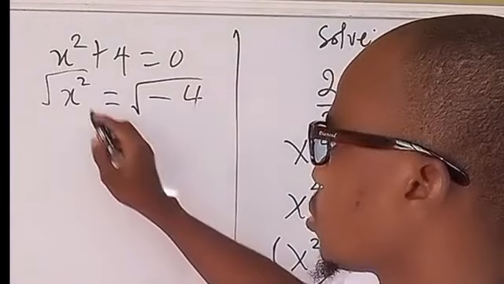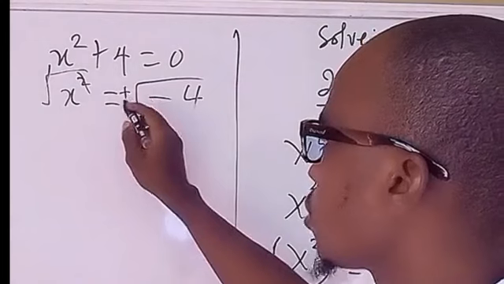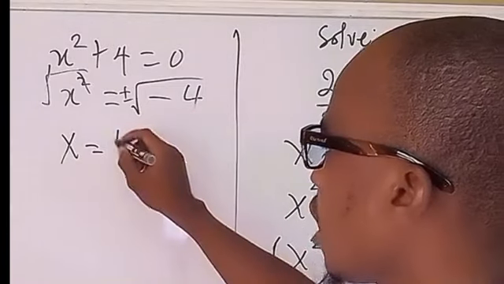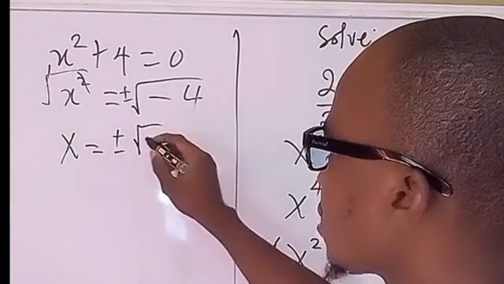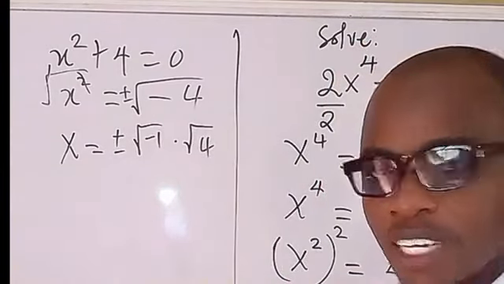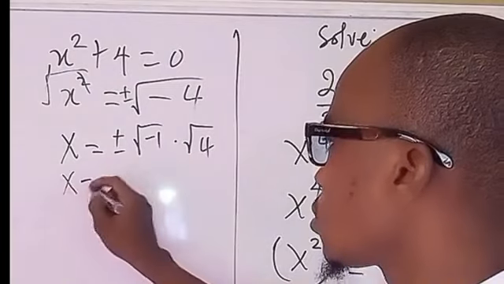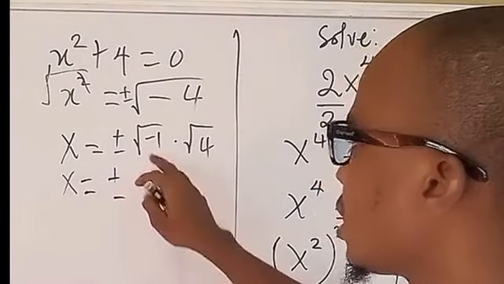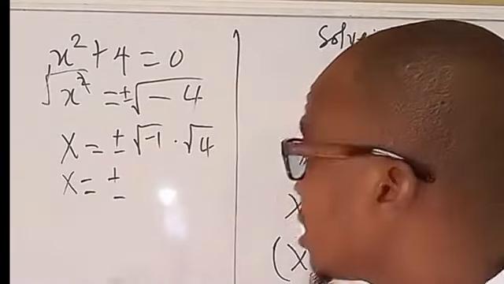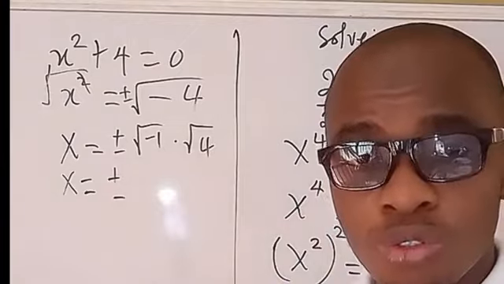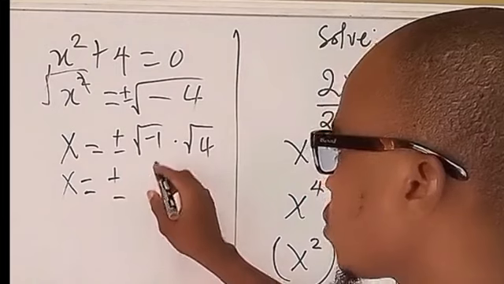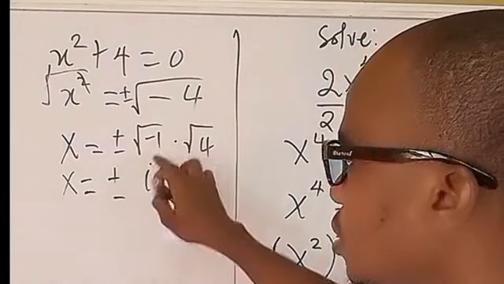If you take the square root of both sides, this cancels this. We're going to have plus or minus, and x to be plus or minus the square root of minus 4. We can rewrite this as minus 1 times 4. We can split it like that. Now from here, x is going to be plus or minus. In a complex plane or complex number, the root of negative 1 is what? It is i. So all of this here is i.